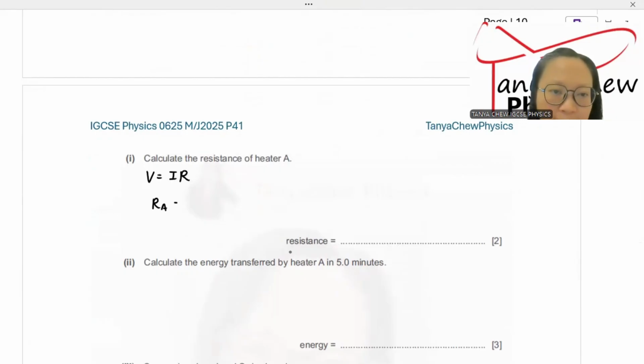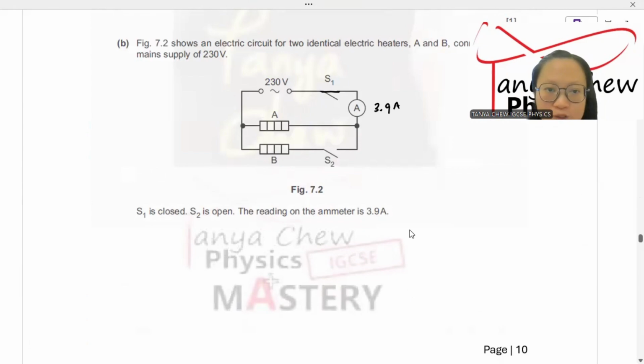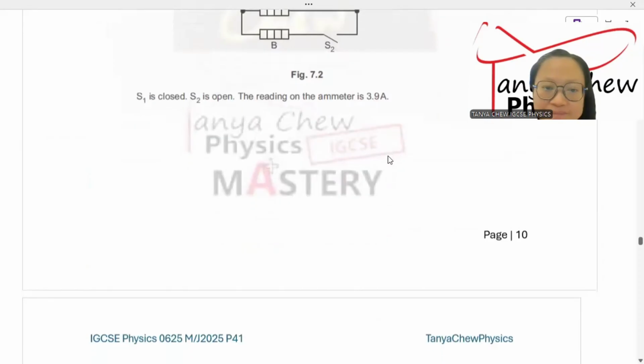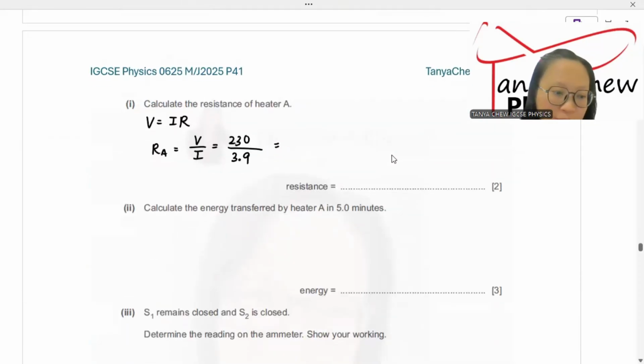Resistance of heater A is equal to V over I. V is equal to 230, since only S1 is closed. Switch 1 is closed, so the current only flows through heater A, but not heater B because switch 2 is open. So the current measured by the ammeter is the current that flows through heater A. So 230 divided by 3.9, you will get 59 ohm. So my answer is 59 ohm.